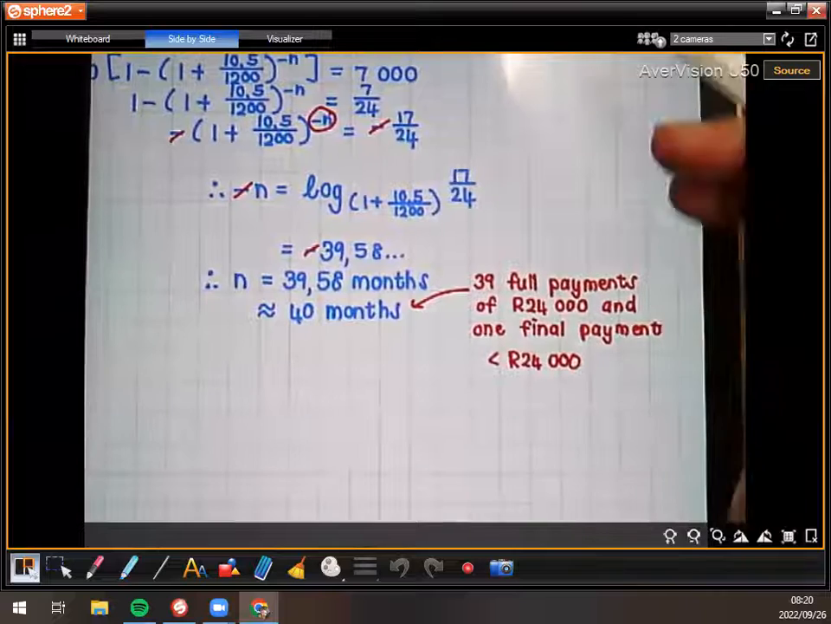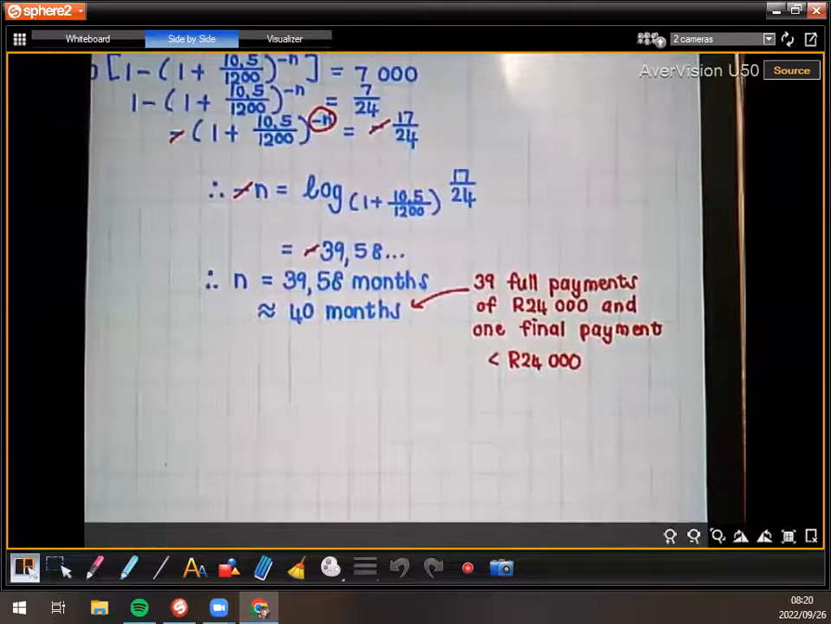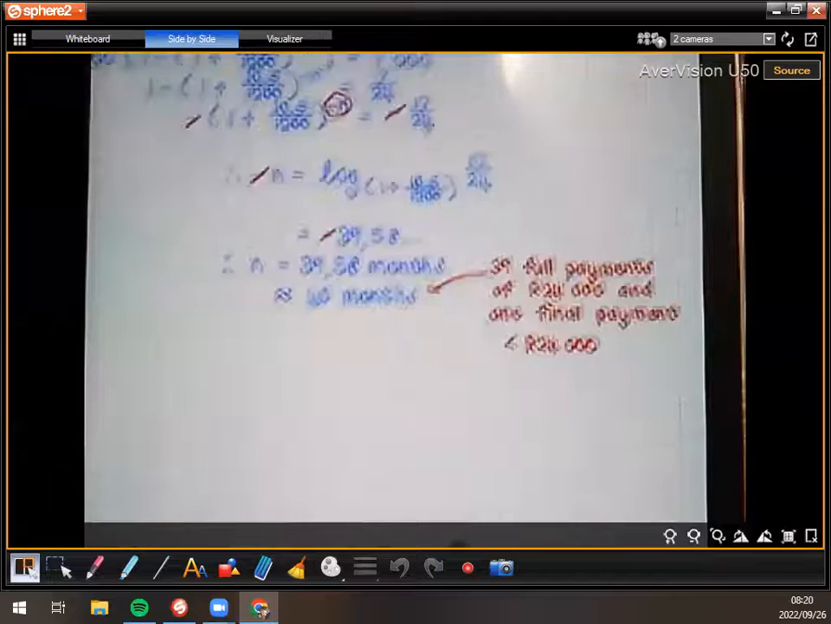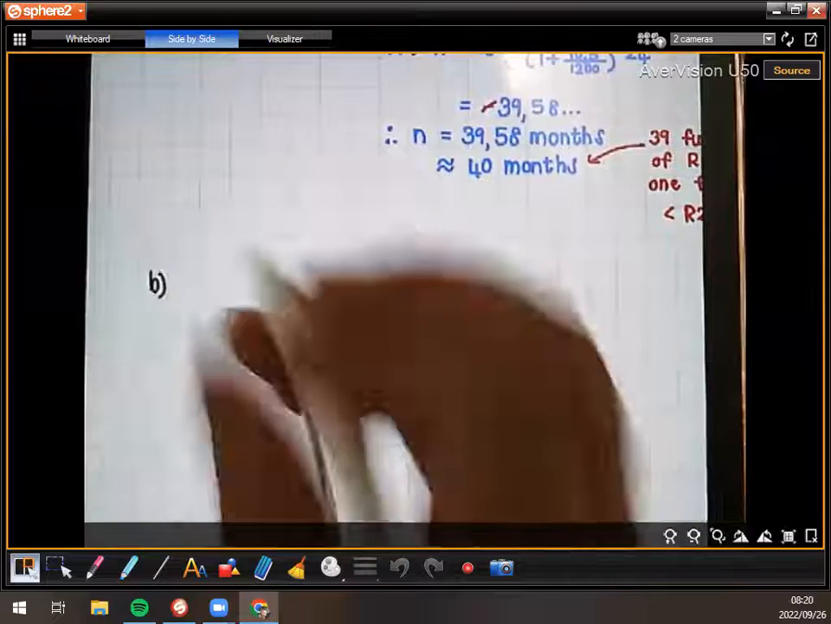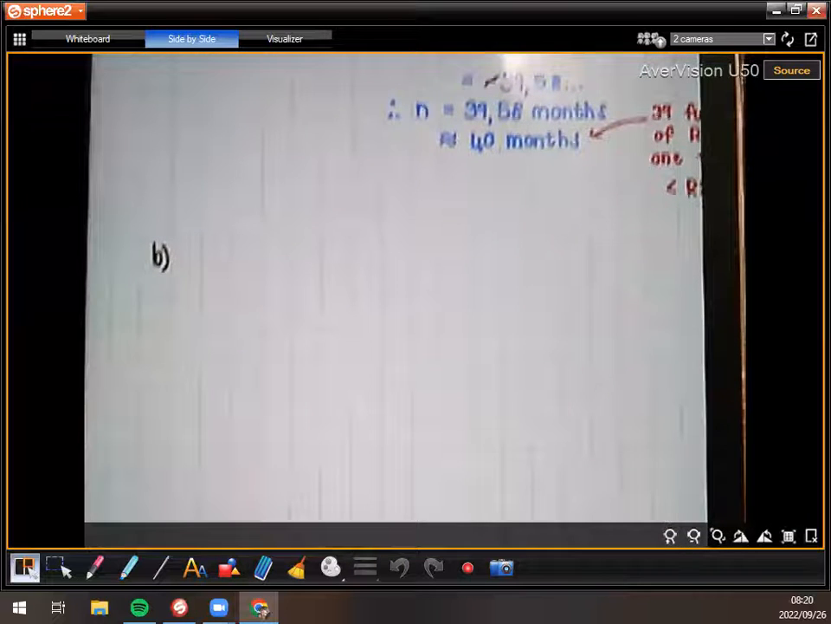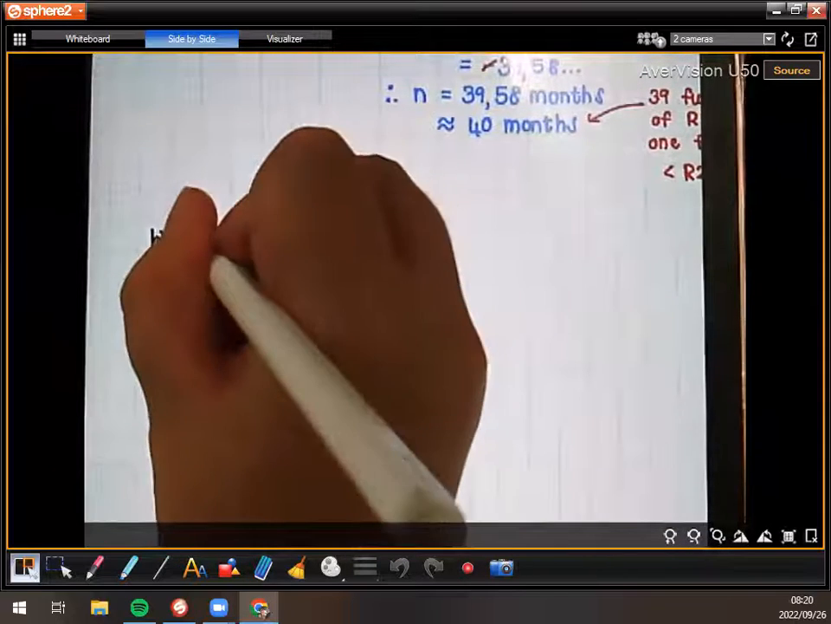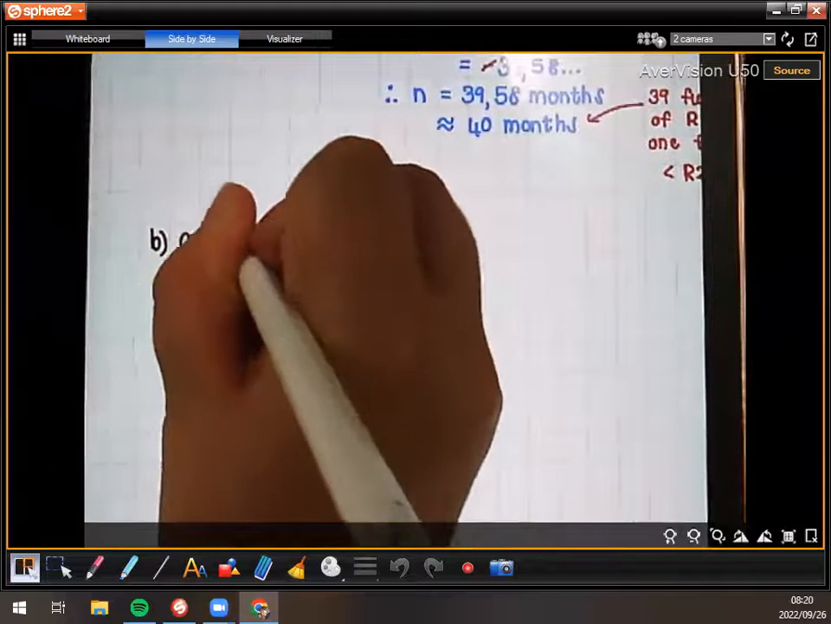Sorry. Sounds worse than it is. Okay, so that was A. Are there any other questions on this one, guys? All right, for B, let me just see my spacing here. In B, they are now asking us to calculate the final payment on the loan.